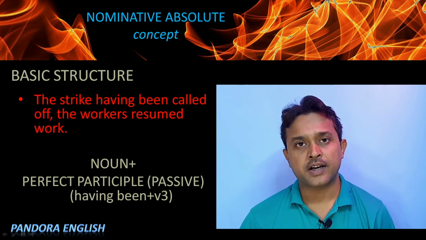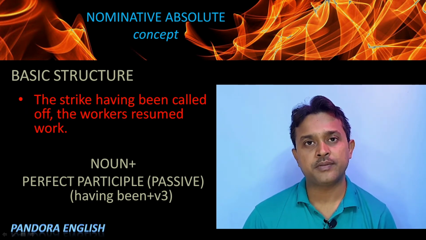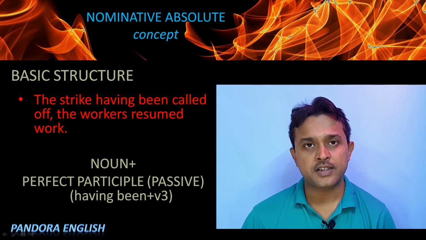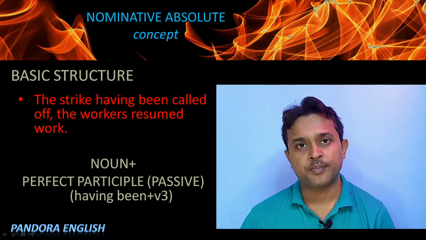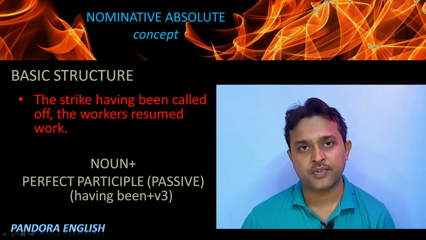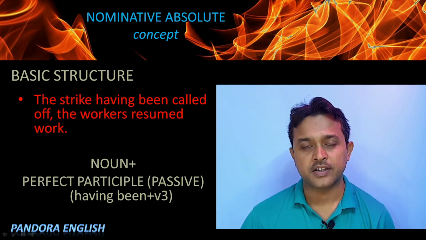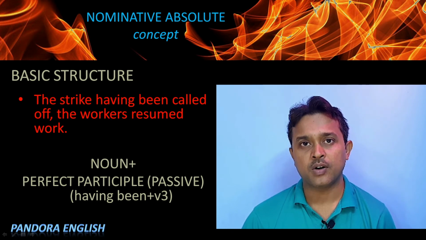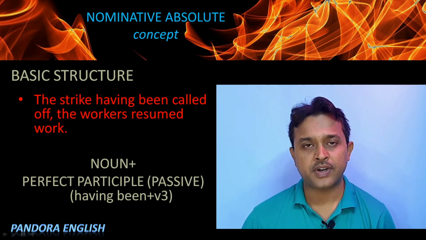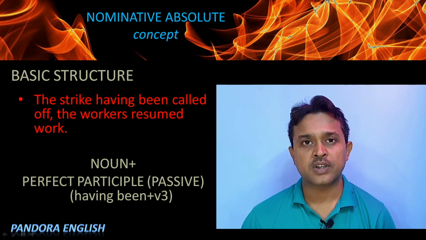Now let us look at the third type of nominative absolute formation, that is a noun followed by a perfect participle in the passive voice. The strike having been called off, the workers resumed work. In this example, the noun strike is followed by a perfect participle in the passive, that is having been called off. This absolute phrase has no grammatical relation with the rest of the sentence.